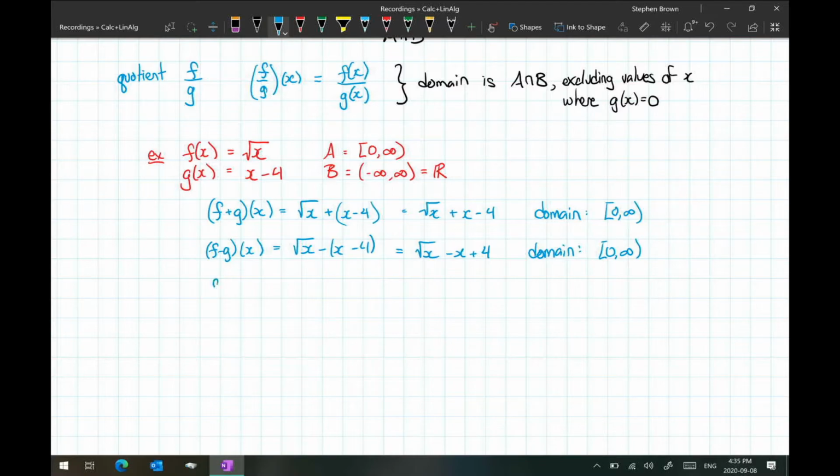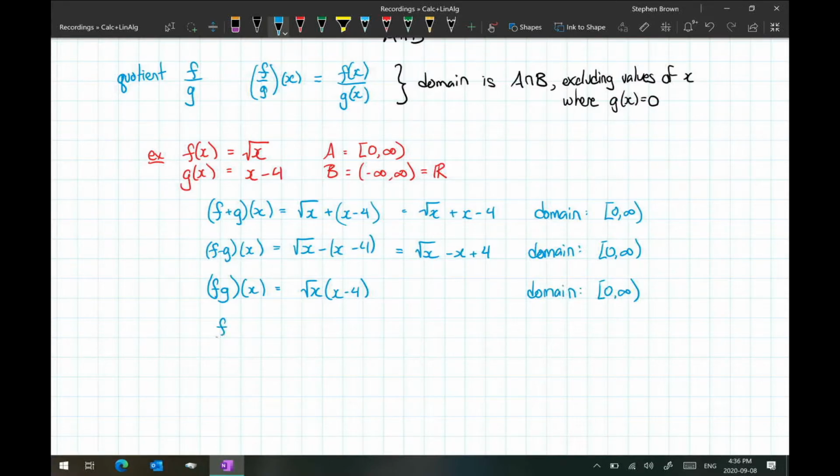And very much the same if you're going to multiply functions. Using a bracket, root x times x minus 4. You could distribute that if you like, or you could leave it just as is. And again, you cannot choose values of x that are negative. Now for the trickier one.